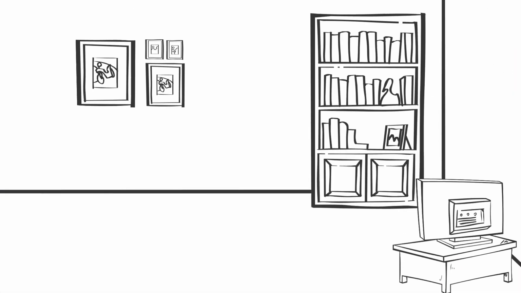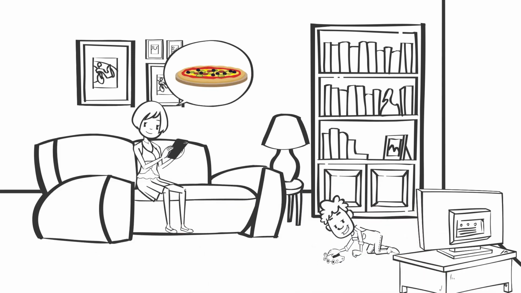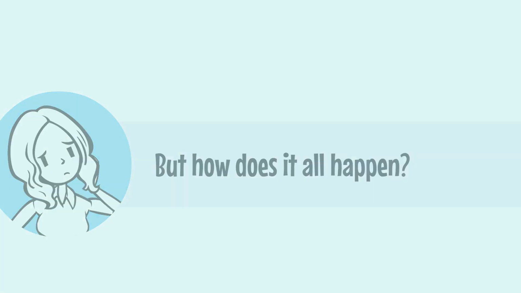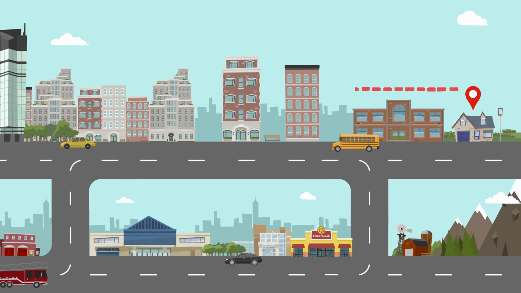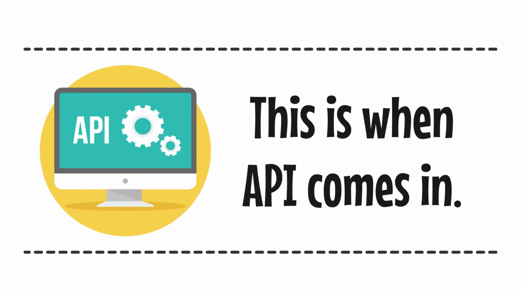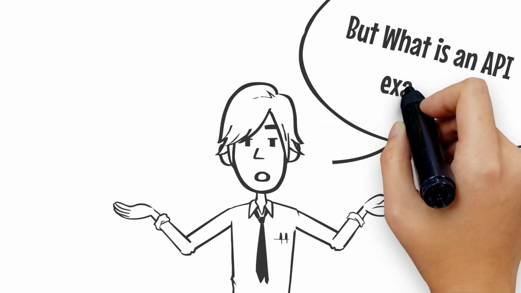But now, it's as easy and simple as picking up your phone, tapping a few buttons, and presto, your piping hot pizza appears at your doorstep. But how does it all happen? How does data get from here to here? This is when API comes in. But what is an API exactly?